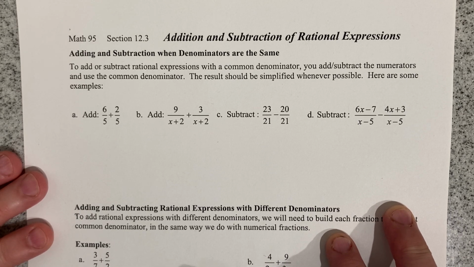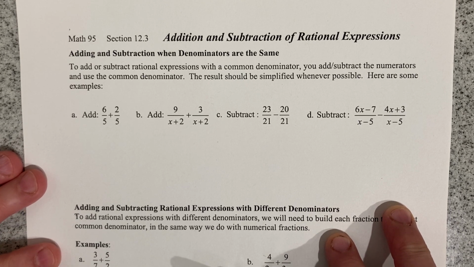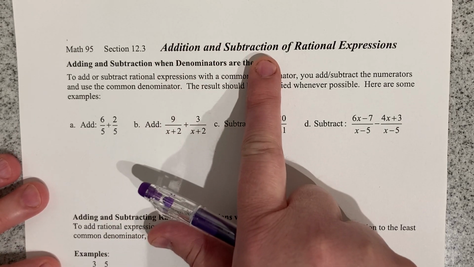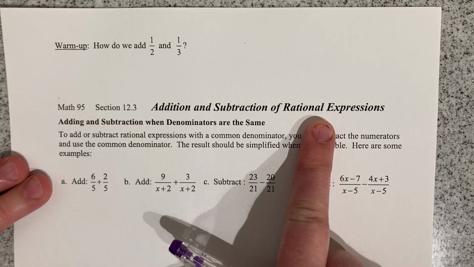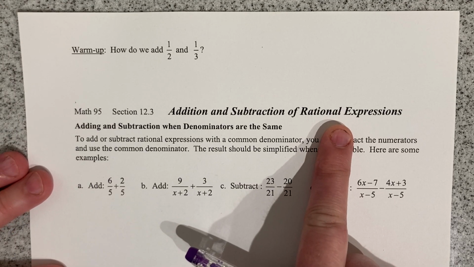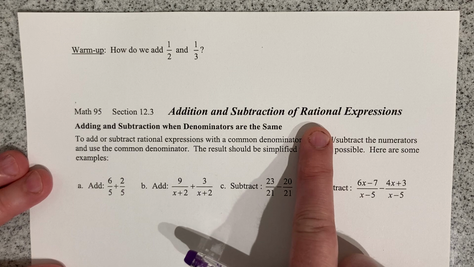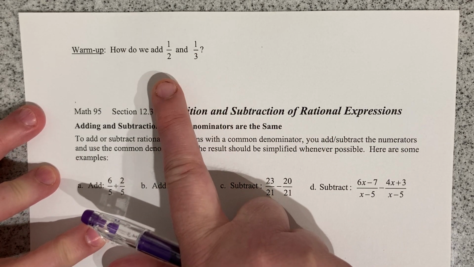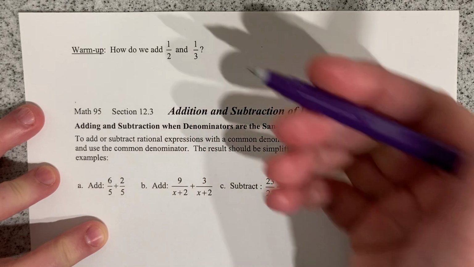In 12.2, we learned how to multiply and divide rational expressions. In 12.3, we'll be adding and subtracting rational expressions. Fractions are a bit unique in that multiplying and dividing is actually easier than adding and subtracting. So let's just review. How do we add 1/2 plus 1/3?